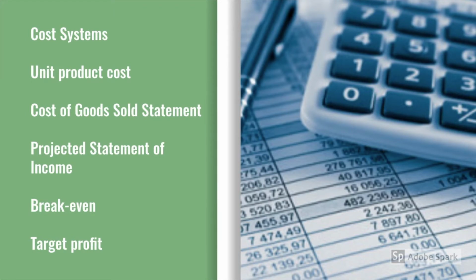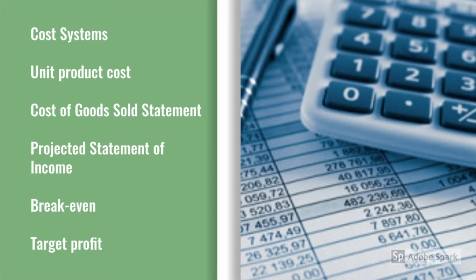So the first is cost systems. Primarily, we're going to focus on job costing for this case study. And then we're going to move into the unit product cost and how we calculate that, and then the different components related. And then we're going to look at a cost of goods manufactured and cost of goods sold statement.